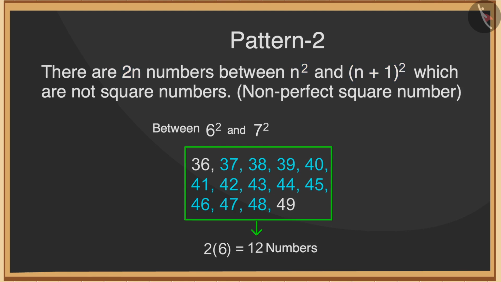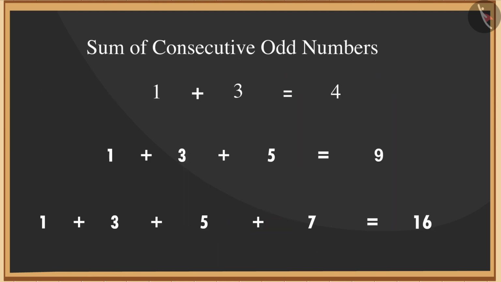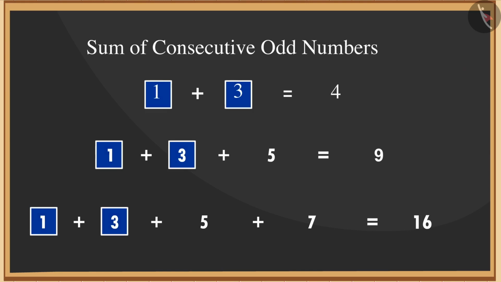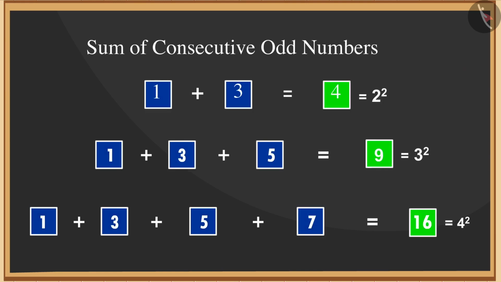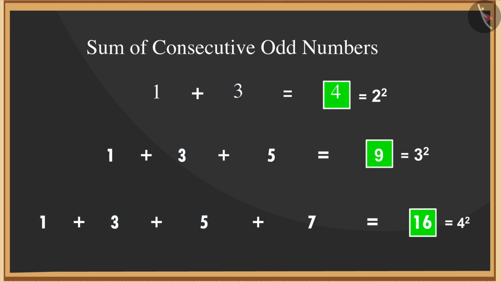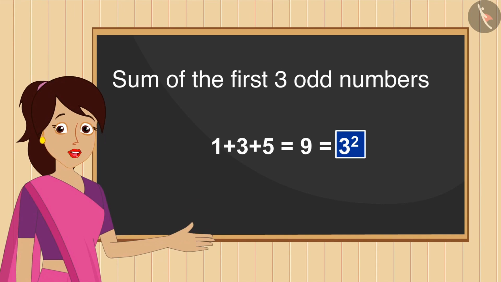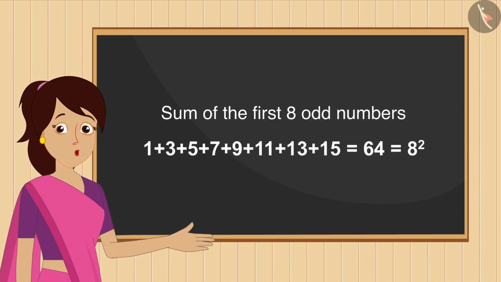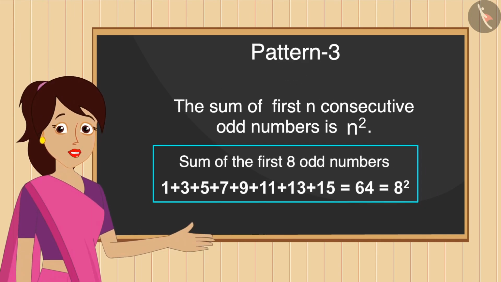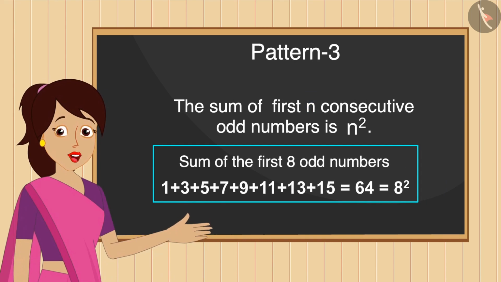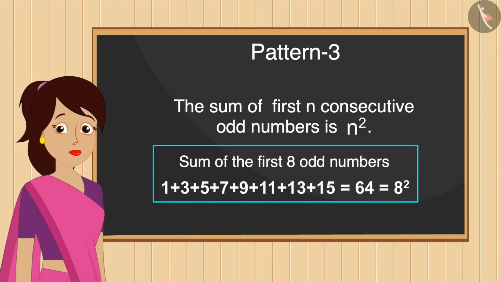See, wasn't that interesting? Now look at the sum of these consecutive odd numbers. Do you see any pattern here? You are absolutely right. Adding consecutive odd numbers starting from 1, we get a square number. This square number is equal to the square of those odd numbers. For example, the sum of the first 3 odd numbers is 3 to the power of 2, and the sum of the first 8 odd numbers will be equal to 8 raised to the power of 2. Thus, we can say that the sum of the first n consecutive odd numbers is n square.